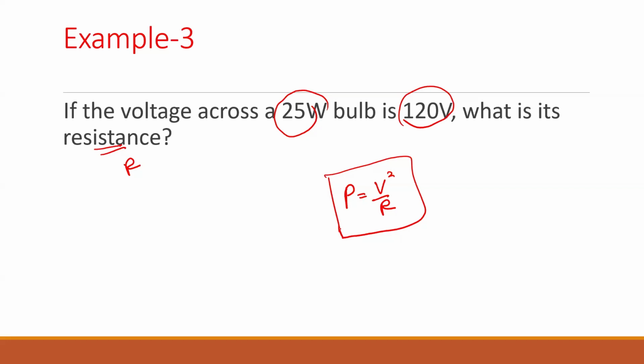So P is equals to V squared over R, and we need to find the R. So I'm making R the subject, so that is equals to V squared over P. So V is 120 squared divided by 25 watts. Power is measured in watts. I forgot to tell you that. So you can find the resistance in ohms. What do you get?